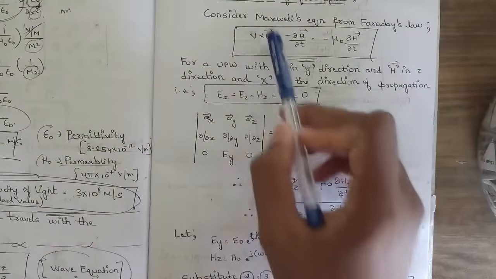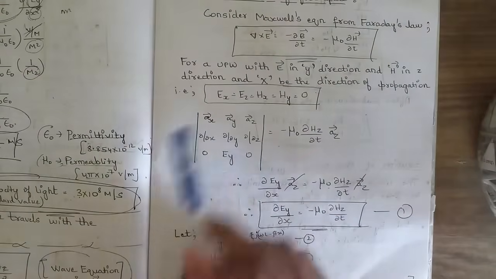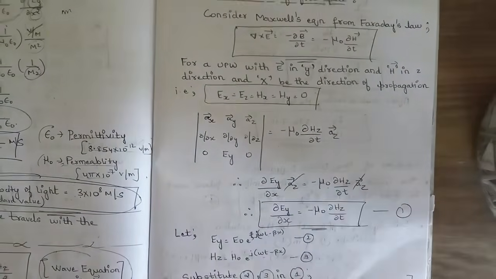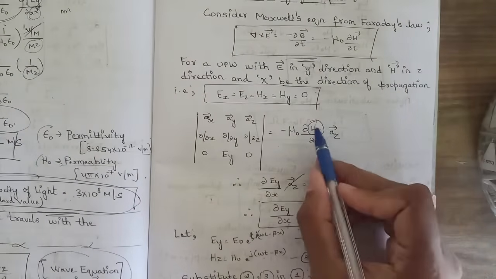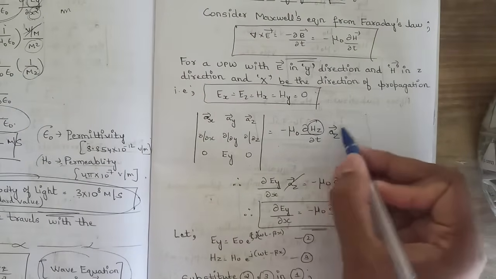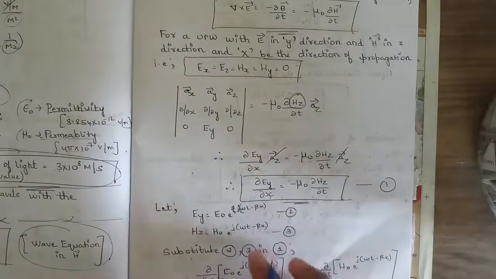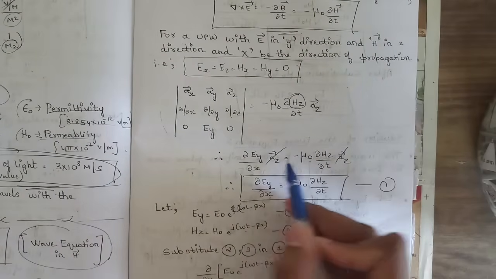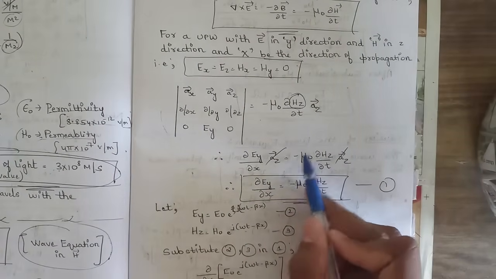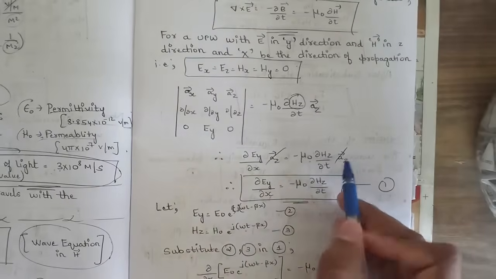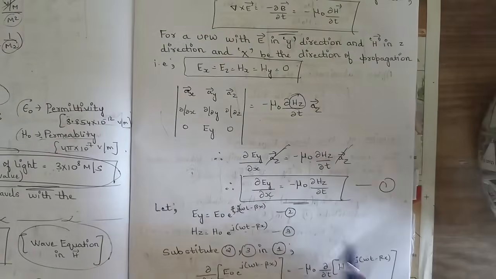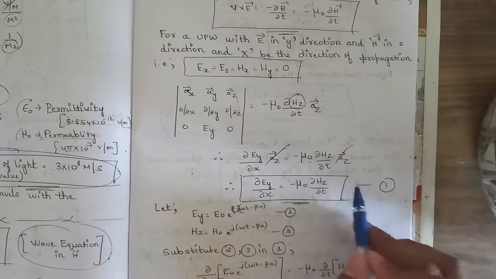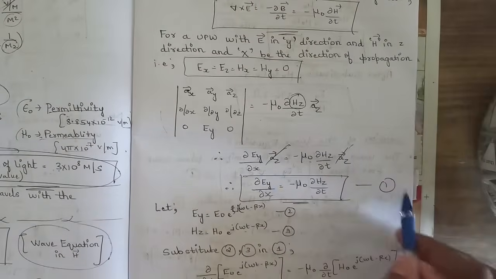del cross E, again take the determinant and write it like this, is equal to minus mu naught into dHz by dt, because we are taking H in z direction, into Az vector. While simplifying this determinant we get dEy by dx into Az is equal to minus mu naught dHz by dt into Az, so we can cancel this Az. So dEy by dx is equal to minus mu naught dHz by dt. This equation, name it as equation 1.